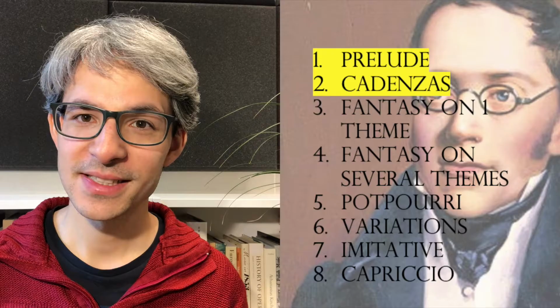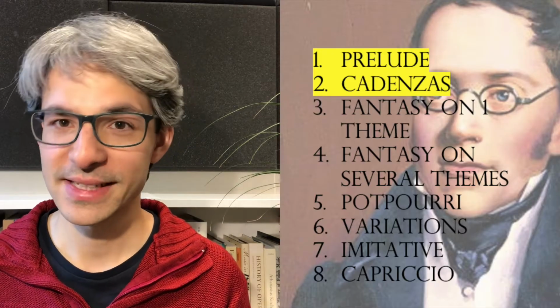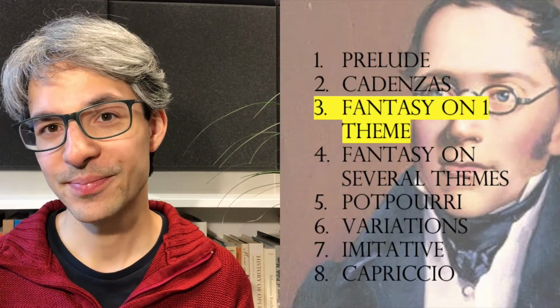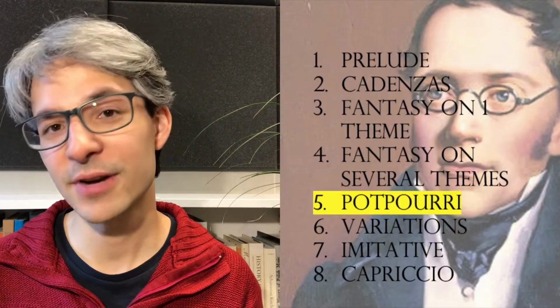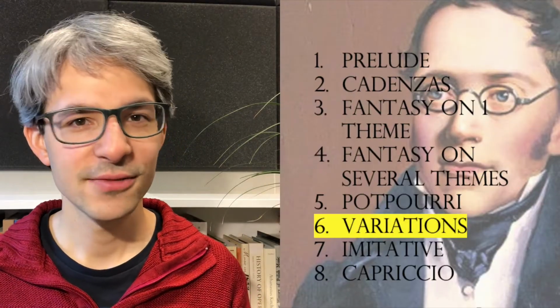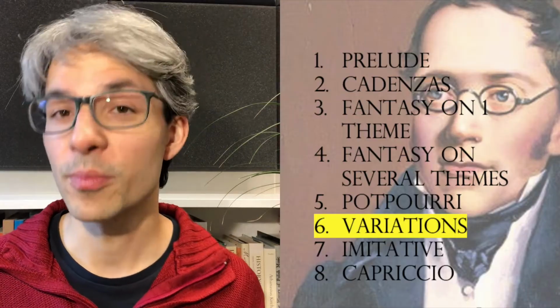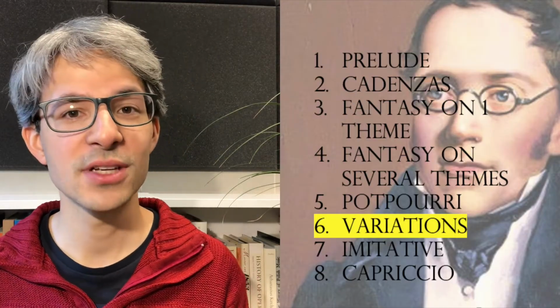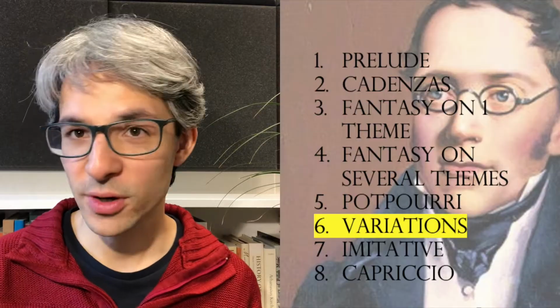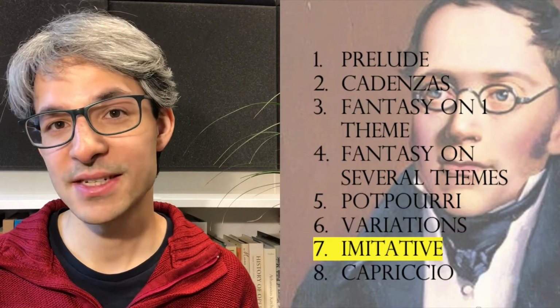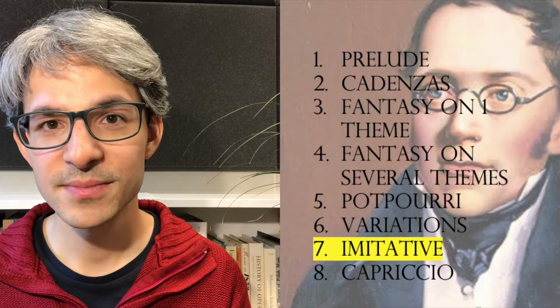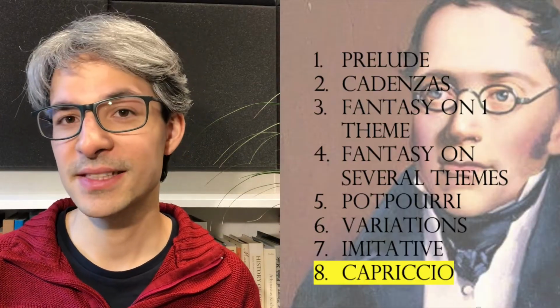Starting from preludes and cadenzas, we arrive at the first type of fantasy, using one theme. Then he continues to fantasies on several themes, potpourri and then variations. And he does say that variation is part of all composing, so I'm a bit surprised that he only adds it now and not before the chapters on fantasies. After the variations, he goes on with imitative styles, fugue and canon, to arrive at the freest of fantasies, the capriccios.